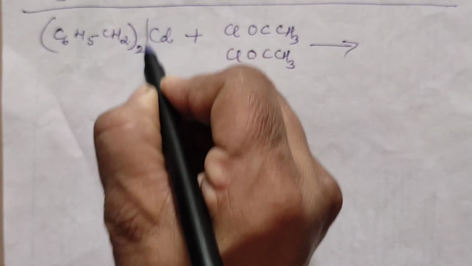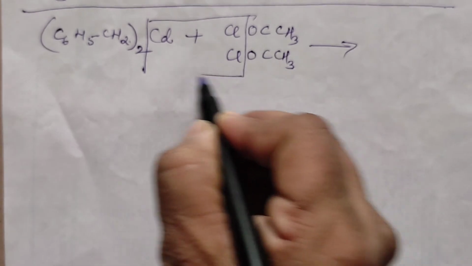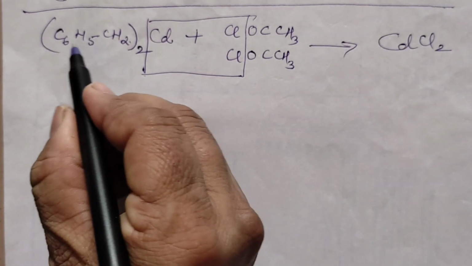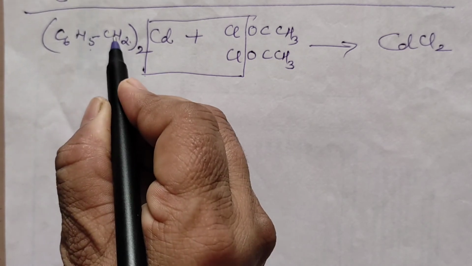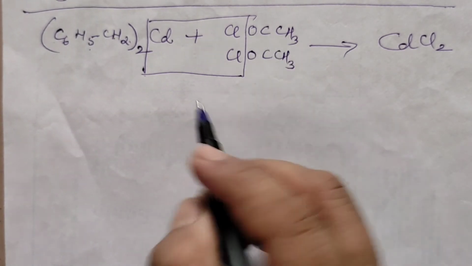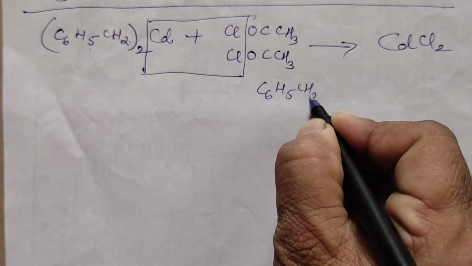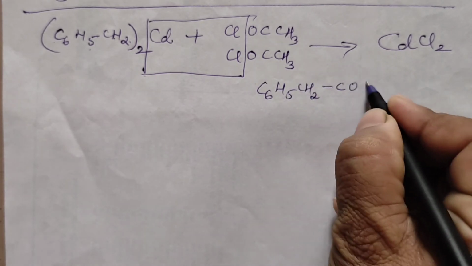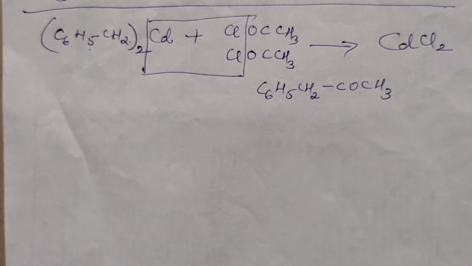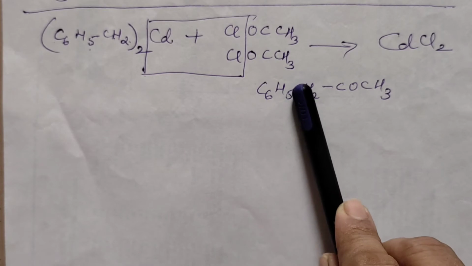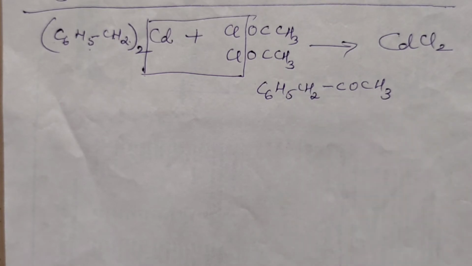Written. Now what will happen is, this part will come out as cadmium chloride. Apart from that, what you are having is C6H5CH2COCH3. That means it is C6H5CH2, here it will be CO and CH3. If you just take C6H5 here, then COCH3 will be directly attached to the ring.